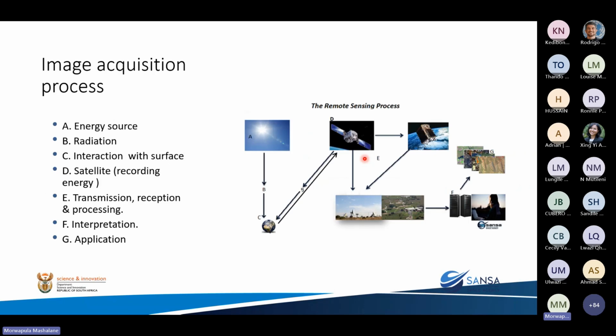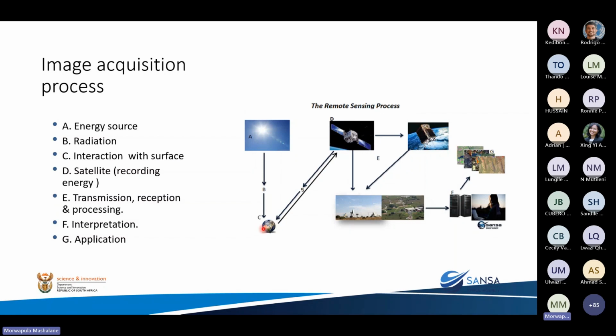So in remote sensing, this is one of the processes of data capturing. We have the energy source. The energy source is what provides the energy, and then it radiates and propagates to the surface. In the middle there at B, there's interaction with the atmosphere. There is water vapor, there is dust, there are other particles in the atmosphere. Some of the energy is absorbed, some of it is reflected, and some of it is redirected back to Earth, where it starts to interact with various objects on the surface.